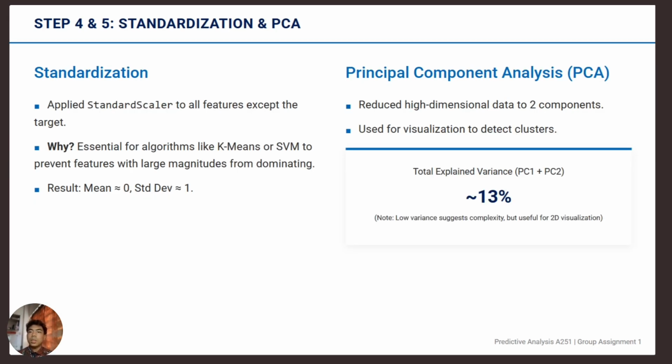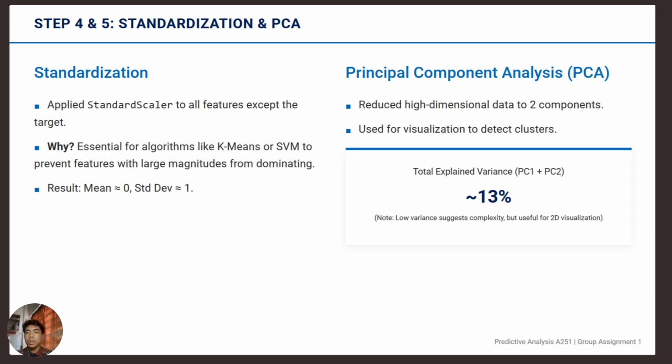Next, we standardize all numerical features using standard scaler. This step adjusts the values so they have a mean close to 0 and standard deviation close to 1. Standardization is important because some algorithms are sensitive to differences in scale, and without it, larger values might dominate the model. By scaling the features, we make sure each variable contributes more fairly.